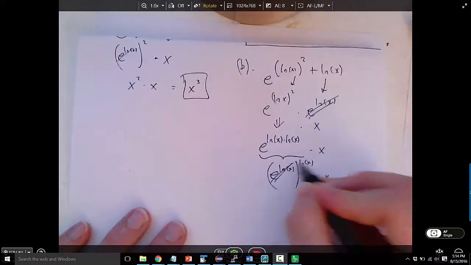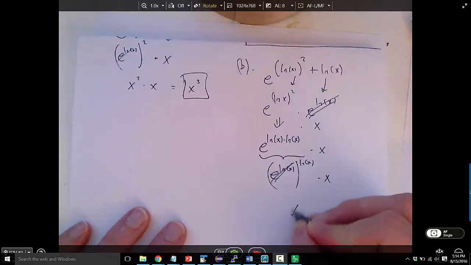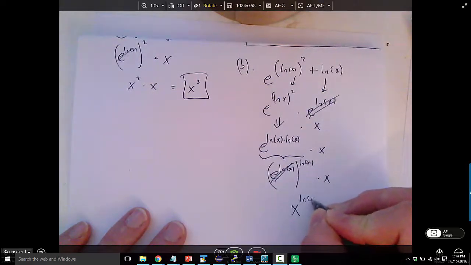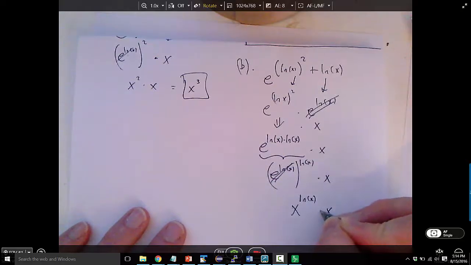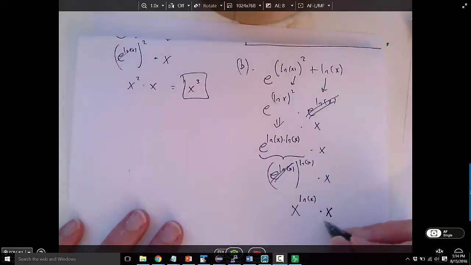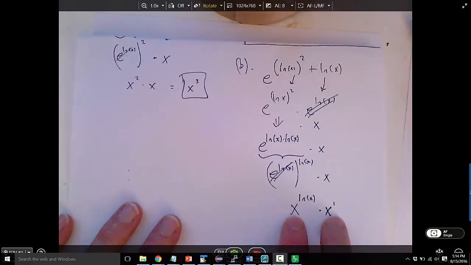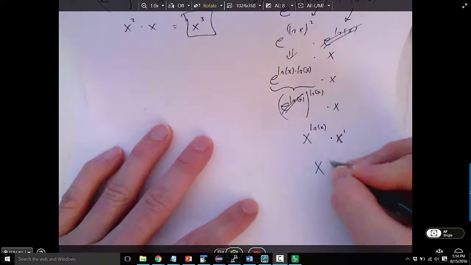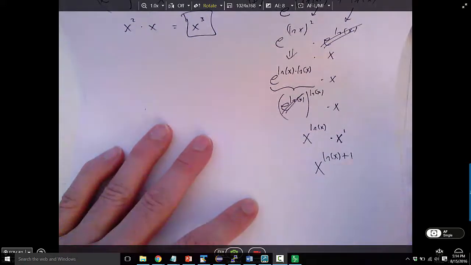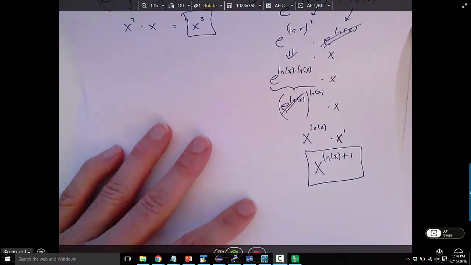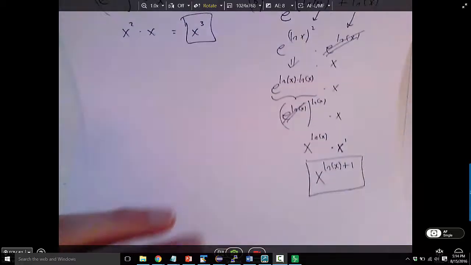Now these cancel, giving me x. So I've got x to the natural log x times x. And if you wanted to, x is really x to the first power. When I'm multiplying, I can make that a single exponent, where I've got natural log x plus 1. I feel like that's a nice simplified form for that problem. Okay, good luck.